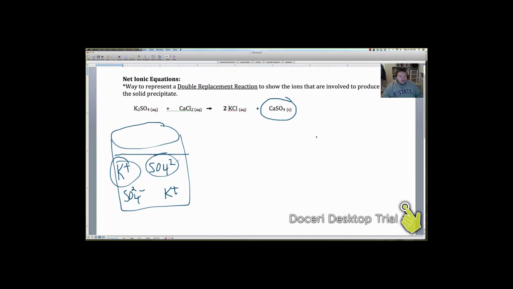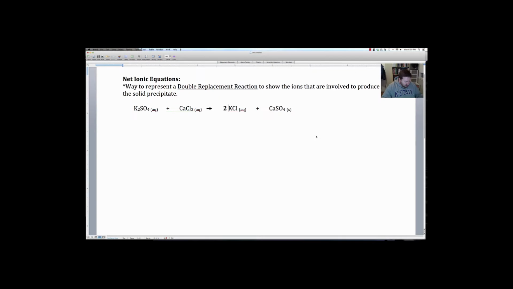Which means that everybody else is a spectator ion that's just floating around, and we don't care so much about those. Scientists really only care about the ions that we used to make that solid precipitate. So I've already given you the chemical equation for this double replacement reaction. What we need to do now is figure out what ions we have, what are spectator ions, and what ions are important to get our net ionic equation.